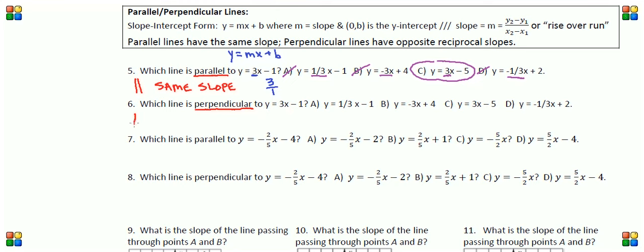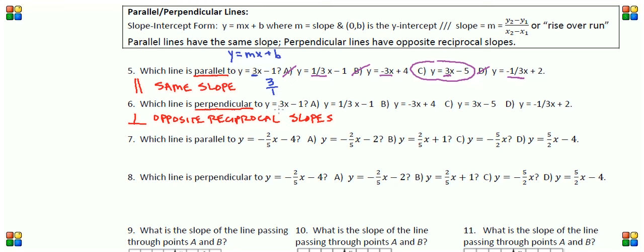Now perpendicular means opposite reciprocal slopes. Opposite reciprocal slopes. We learned this already in class. We actually did some experiments or some examples in first semester where we showed how if we took a slope of a line and flipped it and changed the sign to the opposite sign, we ended up with another line that was exactly 90 degrees to the original line. So let's take a look at our original equation.